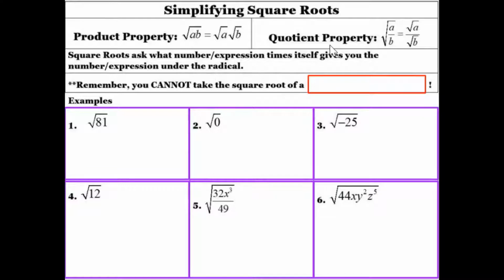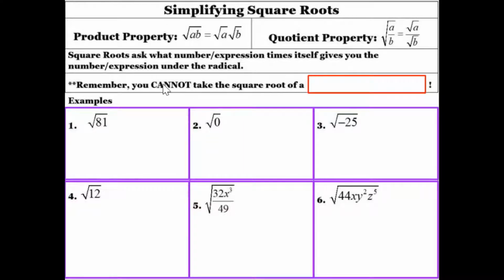But we do have a quotient property for division. If you have the square root of a fraction, the square root of A divided by B, I can split that up into two square roots, the square root of A divided by the square root of B. The square root of the numerator divided by the square root of the denominator. And we're going to use these properties in order to simplify some square roots.